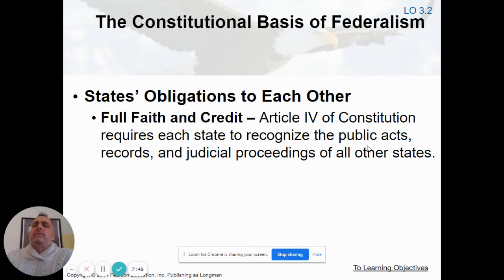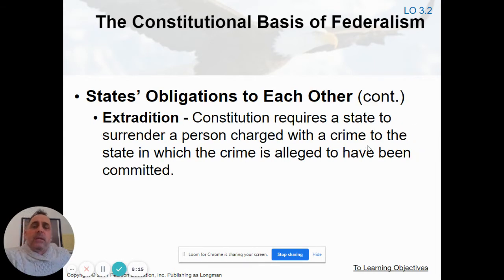All right, so states' obligations to each other. There are certain things that are specifically laid out in the Constitution of how states have to treat each other and the relationships they have to have with other states. One of them is the idea of full faith and credit. Article 4 of the Constitution states that each state has to recognize the public acts, public records, and public judicial proceedings of all other states. So if somebody has a record in one state, it carries over to other states, for example.